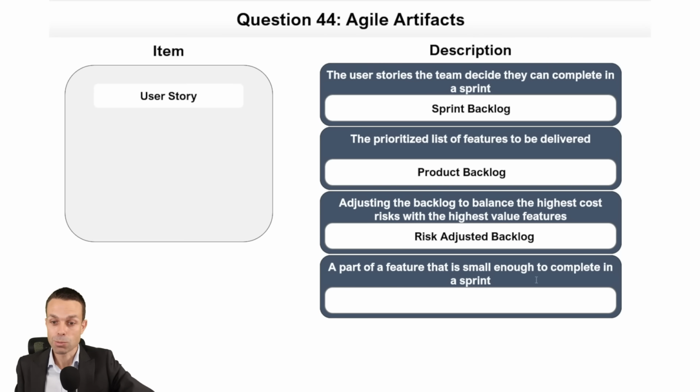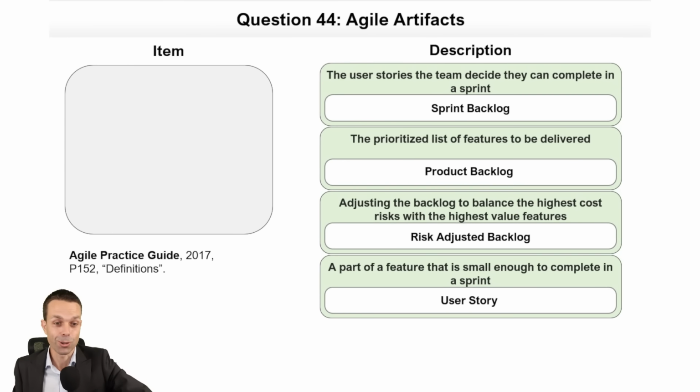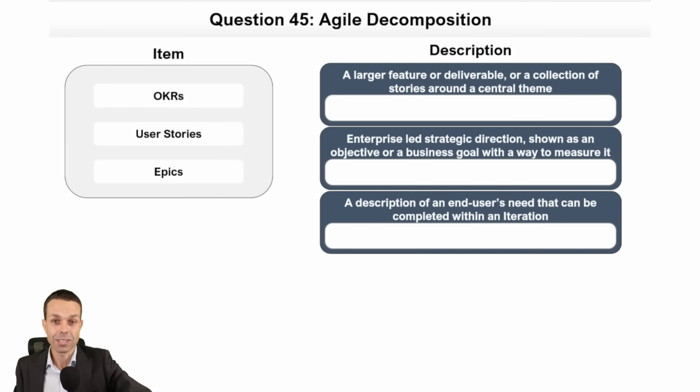Part of the feature that is small enough to complete in a sprint, that's going to be our user story. And let's check those out. That has come through page 152, definitions in the Agile Practice Guide. Wonderful stuff. Okay, Agile decomposition.